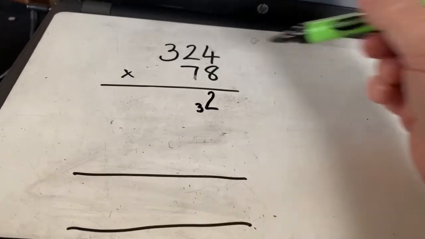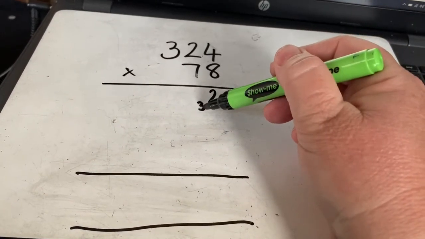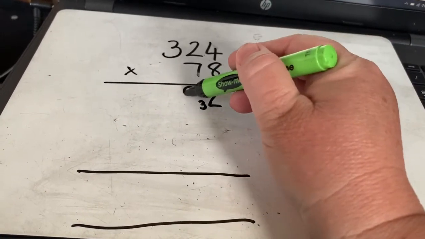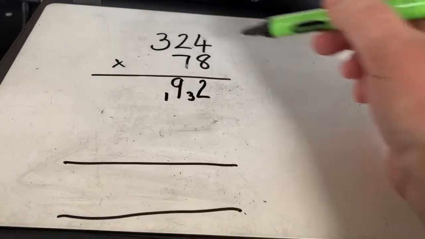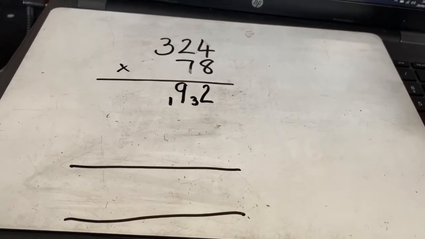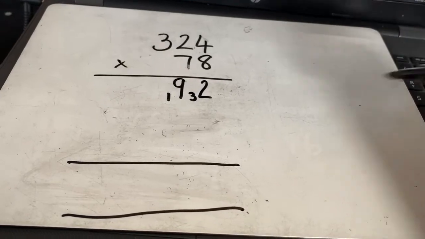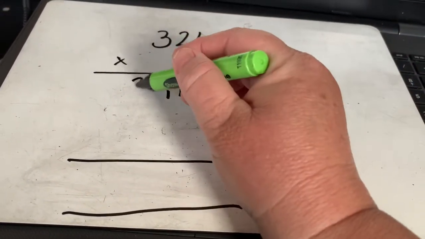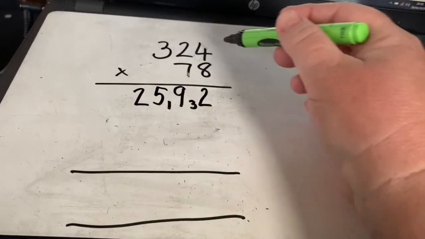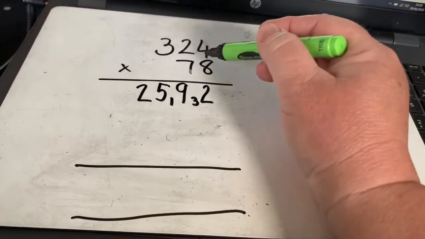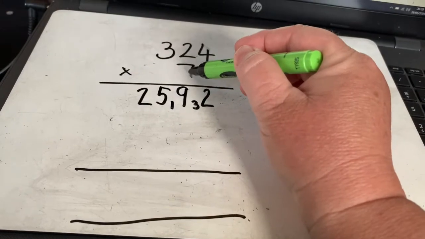Now I've got 2 8s is 16. Add the 3 is 19. So the 9 goes down and I carry the one next to it. And now I've got 3 8s are 24, plus that one is 25. Right, now I'm going to the next line. So I'm timesing 324 times 70.